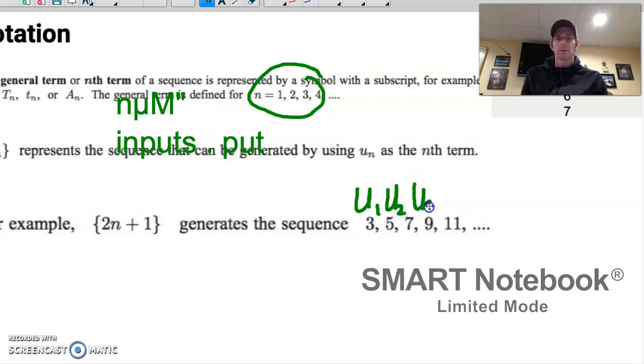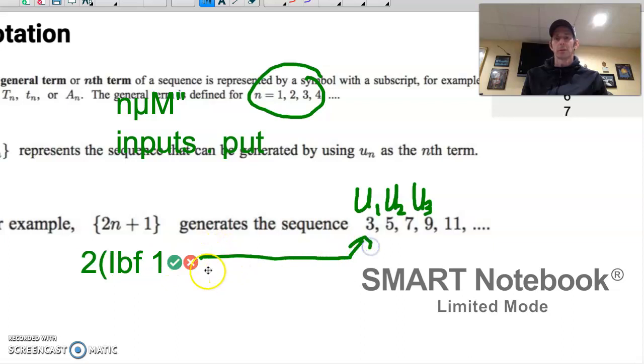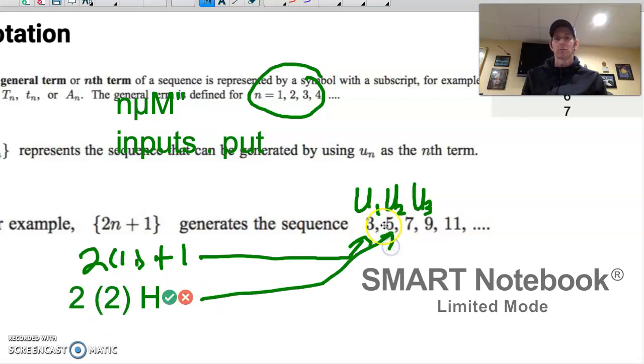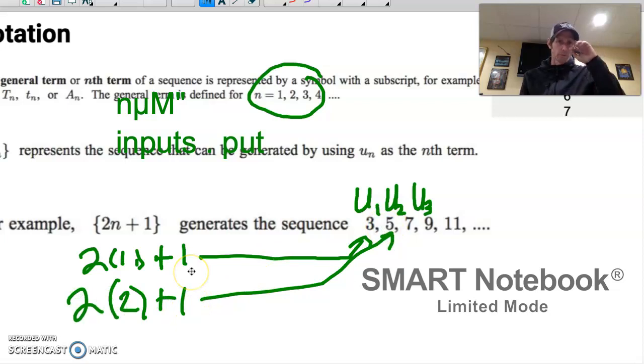This would be u of 3. The 7 would be, etc. So if I put in n equals 1, if I put it right in here, quick example, I follow the rule, I would get 2 times 1 is 2 plus 1, boom, gives me 3. If I put in a 2, I'd plug the 2 into my rule, 2 times 2 is 4, 4 plus 1 is 5, and that would be U2. So that is how those work.